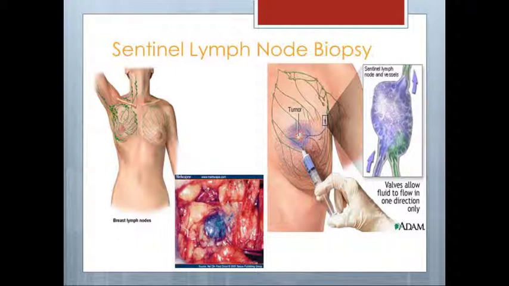What happens is the dye sticks to the lymph node that has suspected cancer, so that way they know where they should start biopsying.